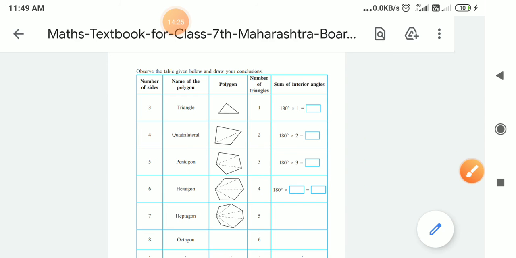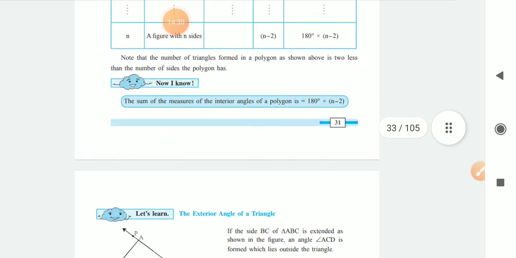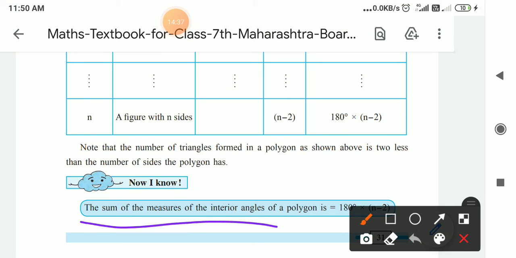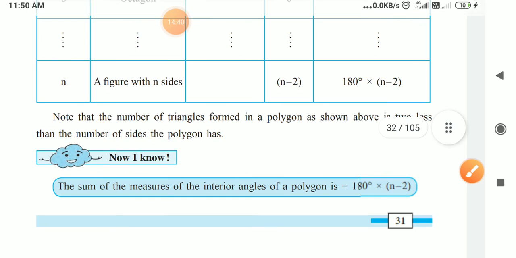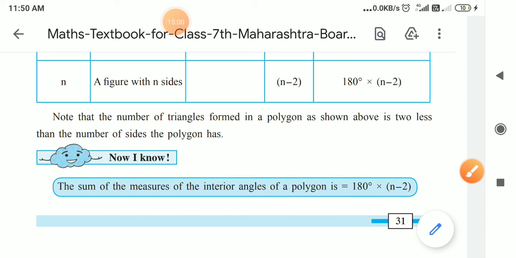So today we used the property of a triangle, the sum of all angles of a triangle, to find the measure of different types of polygons. And from this we understood that the sum of measures of interior angles of a polygon is the number of sides minus 2, into 180. If 5 sides are there, then 5 minus 2, 3 into 180. If 7 sides are there, 7 minus 2, 5 into 180. In this way we have to find the interior angle sum.